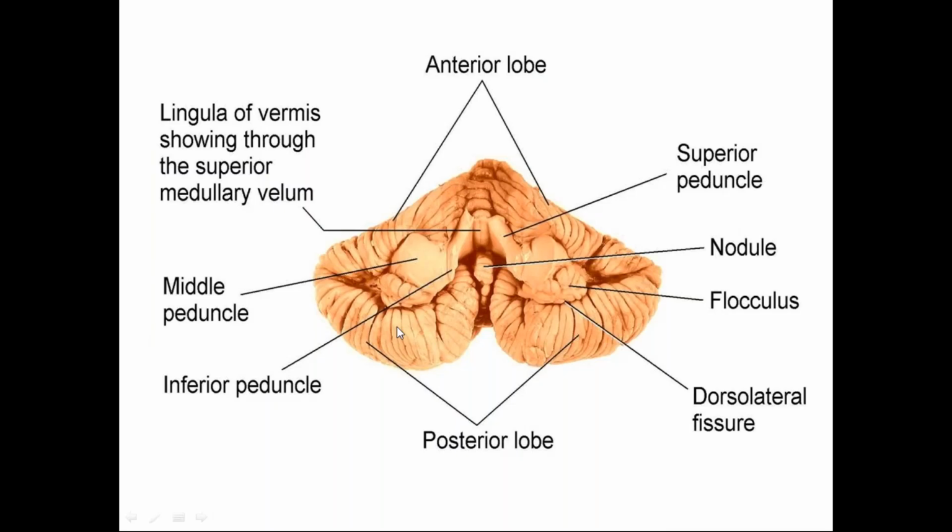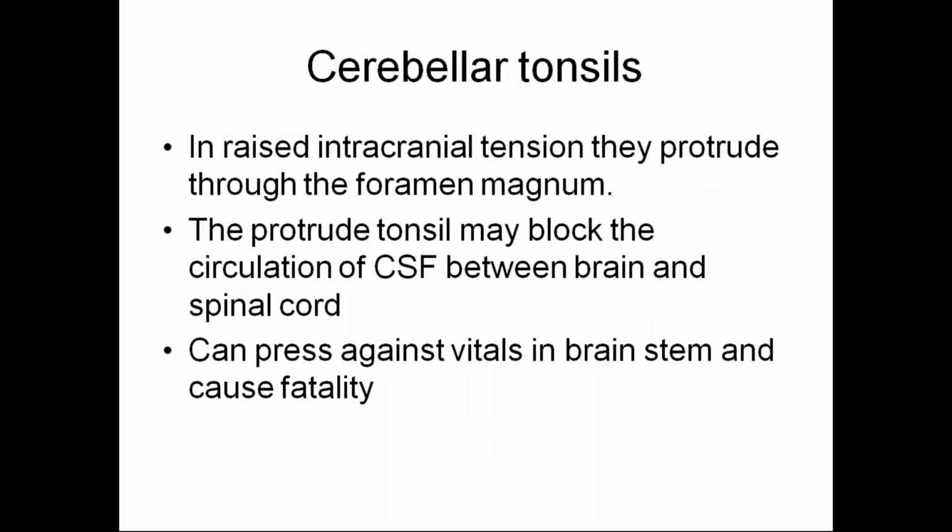Why are they called tonsils? Because they protrude like tonsils. On the side of our oral cavity, we have tonsils. They are also protruding like the oral cavity tonsils. And what happens when there's raised intracranial tension, they protrude through the foramen magnum. And this can block the CSF between brain and spinal cord, because I showed you the CSF secretion, at the roof of the fourth ventricle, CSF trickles down and comes to the subarachnoid space. So when the tonsils are pressing against it, it's not going to allow the CSF to come out.